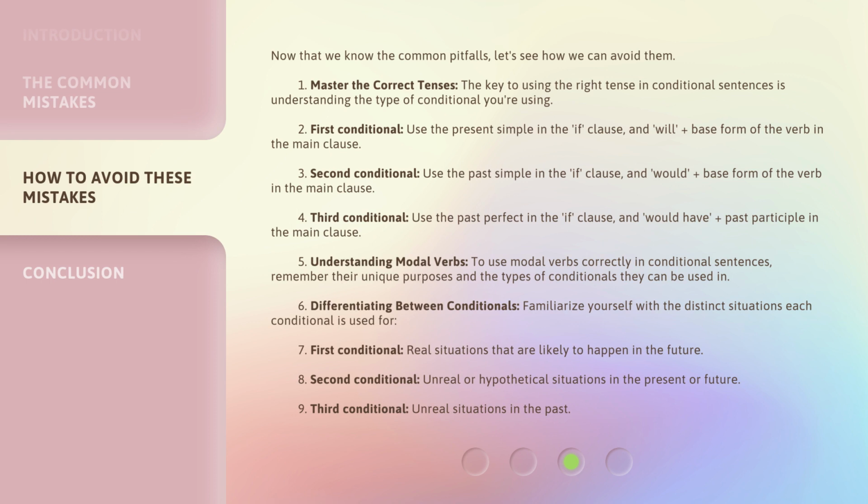7. First conditional. Real situations that are likely to happen in the future. 8. Second conditional. Unreal or hypothetical situations in the present or future. 9. Third conditional. Unreal situations in the past.